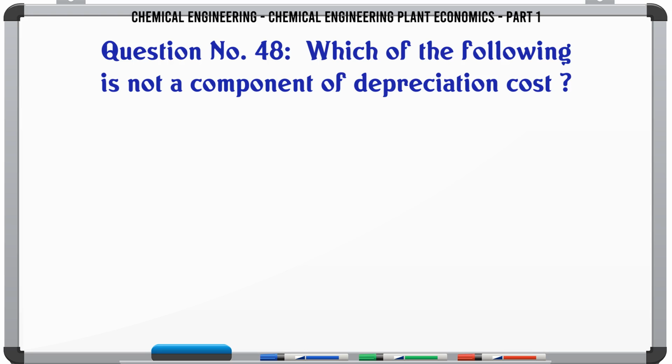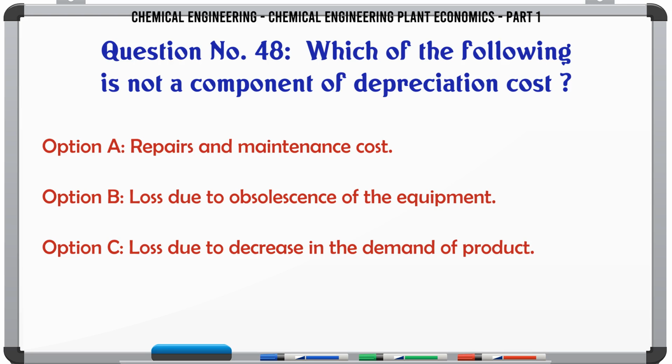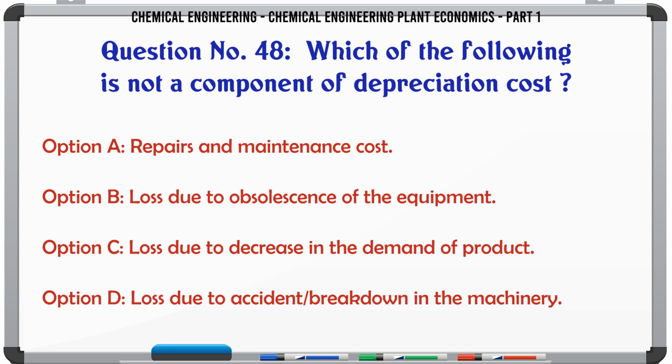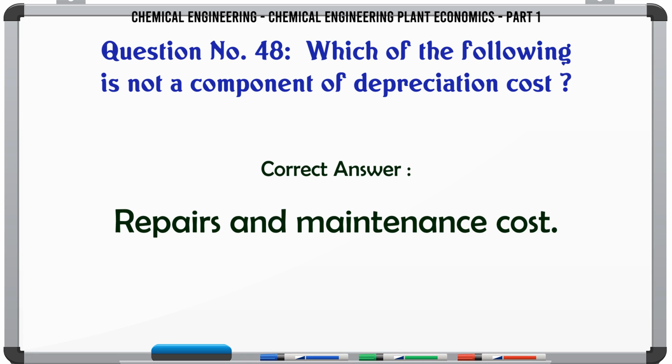Which of the following is not a component of depreciation cost? A. Repairs and maintenance cost. B. Loss due to obsolescence of the equipment. C. Loss due to decrease in the demand of product. D. Loss due to accident breakdown in the machinery. The correct answer is repairs and maintenance cost.